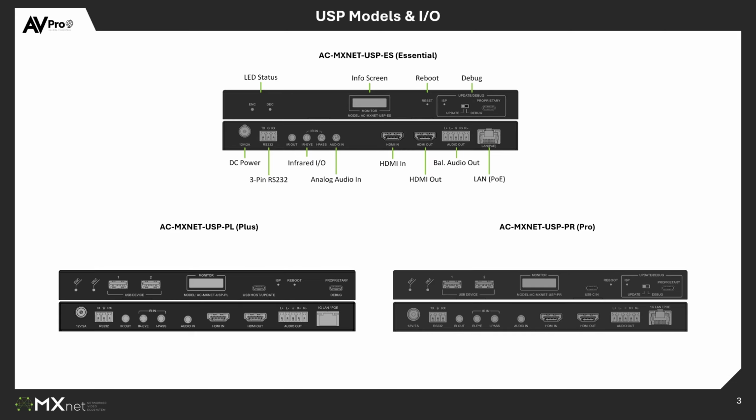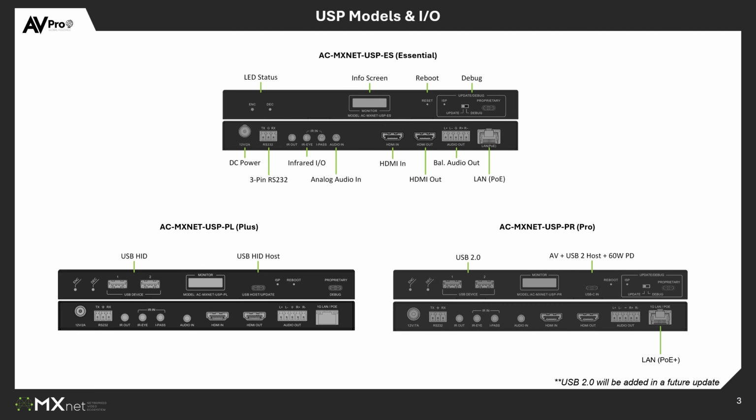Jumping over to the Plus model, this introduces USB connectivity and is designed for HID devices such as a keyboard and mouse. With the Pro model, the USB capabilities increase to USB 2.0 speeds, with the USB-C host connection also supporting DisplayPort alt mode and 60-watt power delivery. So now that we know the models and the I/O differences, let's dive a bit deeper.